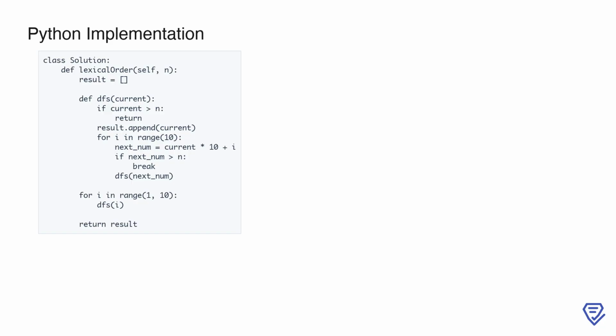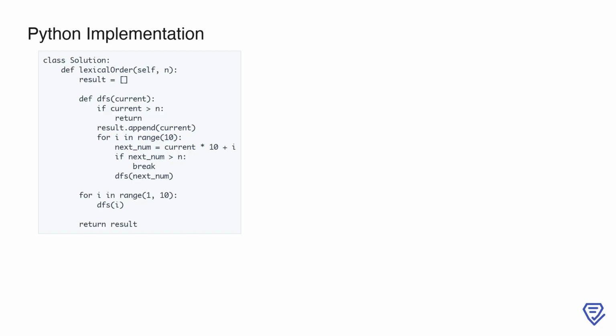4. Initial DFS calls. The outer loop in lexicalOrder iterates through digits 1 to 9, since numbers cannot start with 0. For each digit, the DFS function is called, initiating the recursive generation of lexicographical numbers starting from that digit. 5. Result return. Once all DFS calls are complete, the result list contains all numbers from 1 to n in lexicographical order, which is returned as the final output.